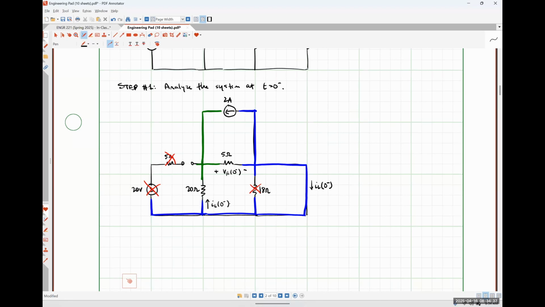So we can find IL using current division. Now notice that IL is flowing into the green node and the 2 amps is also flowing into the green node. So what we should find using current division is that IL at 0 minus is going to be negative 2 amps times 1 over 20 divided by 1 over 5 plus 1 over 20. I'm going to throw that into my calculator real quick.